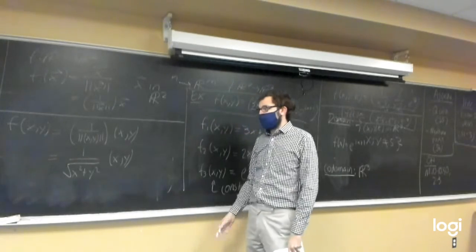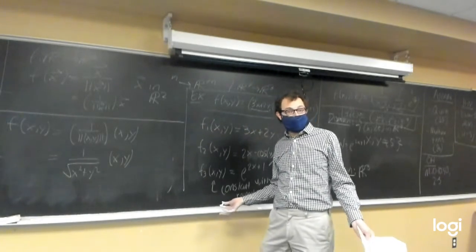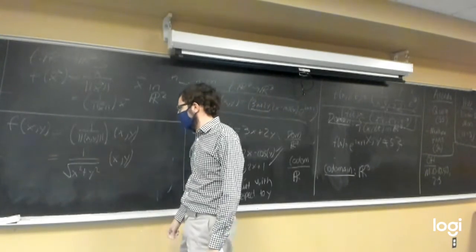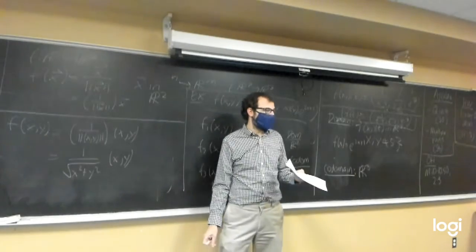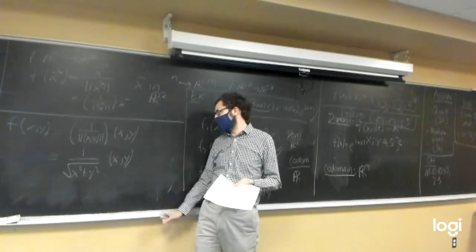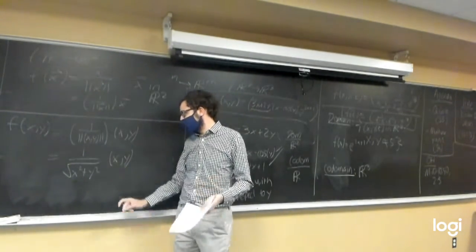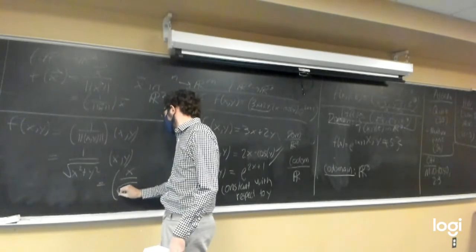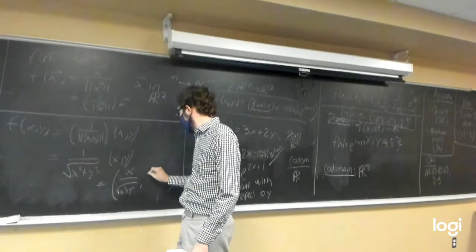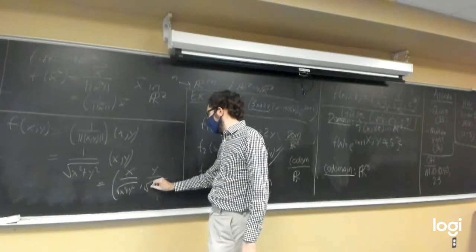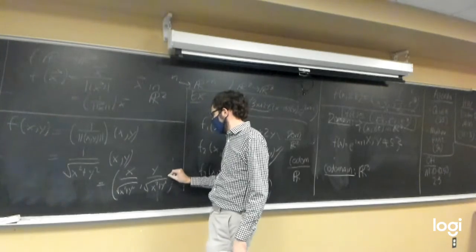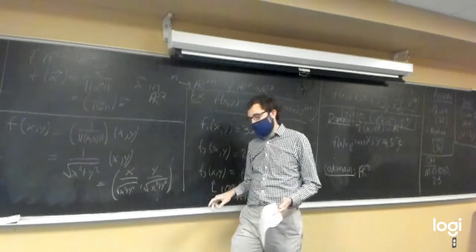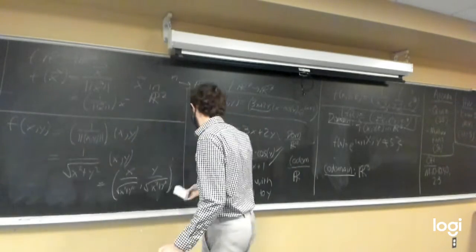And now, if we can use our knowledge of scalar multiplication to write this as a single vector, we're taking the scalar 1 over square root of x squared plus y squared and multiplying by the vector xy. If we combine these, we'll get x divided by square root of x squared plus y squared, comma y divided by square root of x squared plus y squared. And now I think we can actually write out what our component functions are.